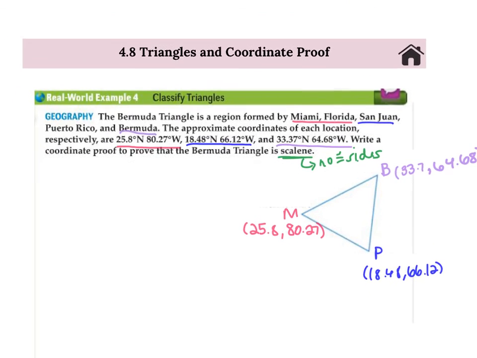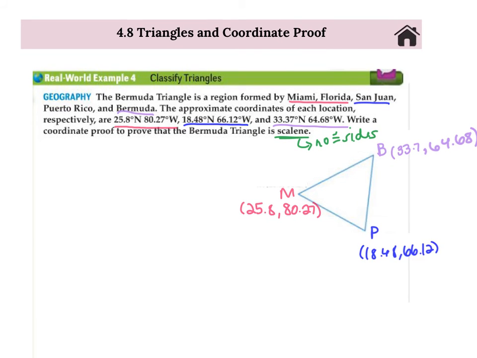Okay, so we're asked to prove that the Bermuda Triangle, so this whole triangle right here, is scalene. In order to solve that, remember, to find the distance from one point to another, or the length of the side, we need to use our distance formula. So remember that is the square root of this plus your difference in y's squared. So to determine the length of each side of my triangle, I need to plug in my coordinates. So I'm going to start with Bermuda.